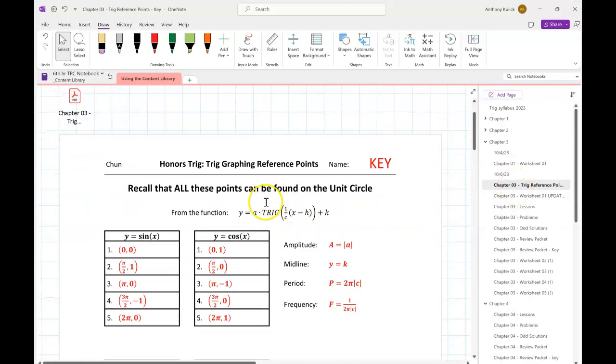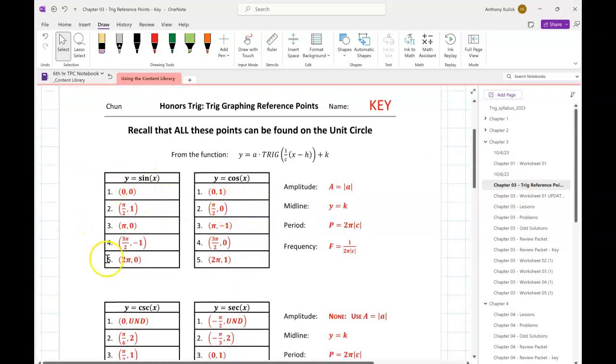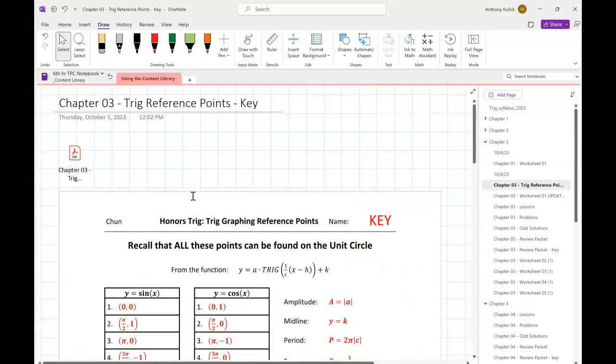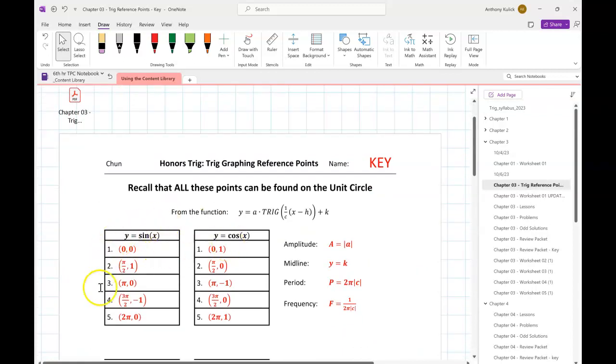So this sheet that says reference points, I've listed the reference points that we're going to use for sine and for cosine, and then the other trig functions are down here also. We haven't talked about any of those yet for today. All we need to worry about is the ones for sine and cosine. Are these things you need to memorize? No, I would give these to you on a test.